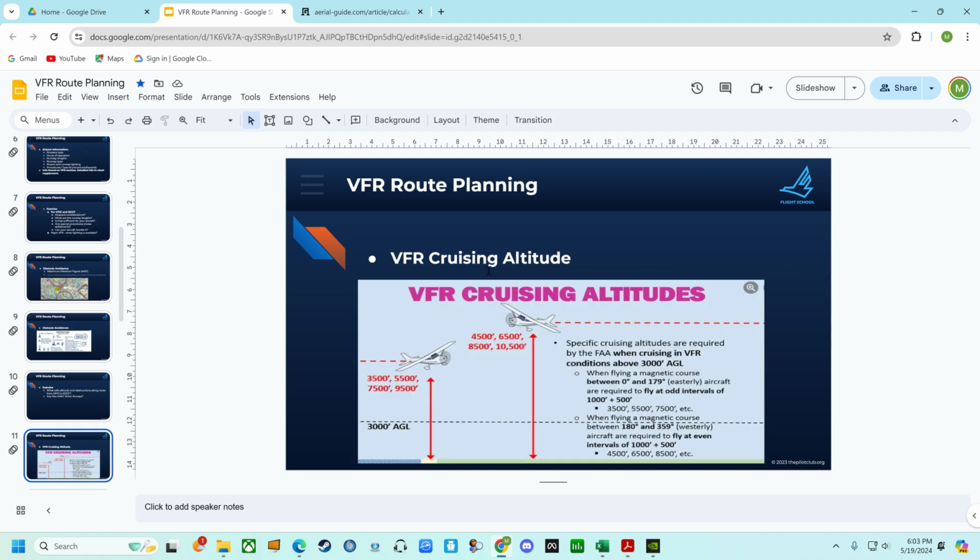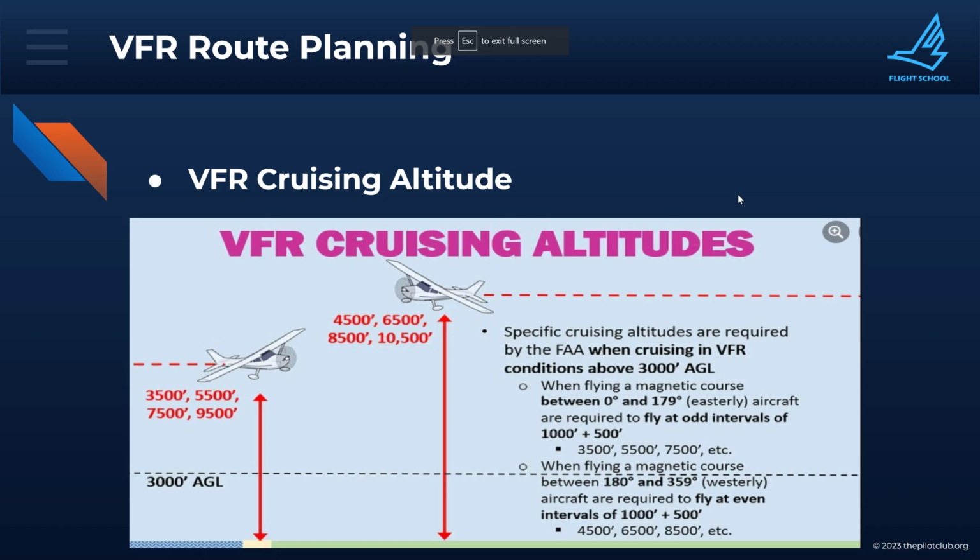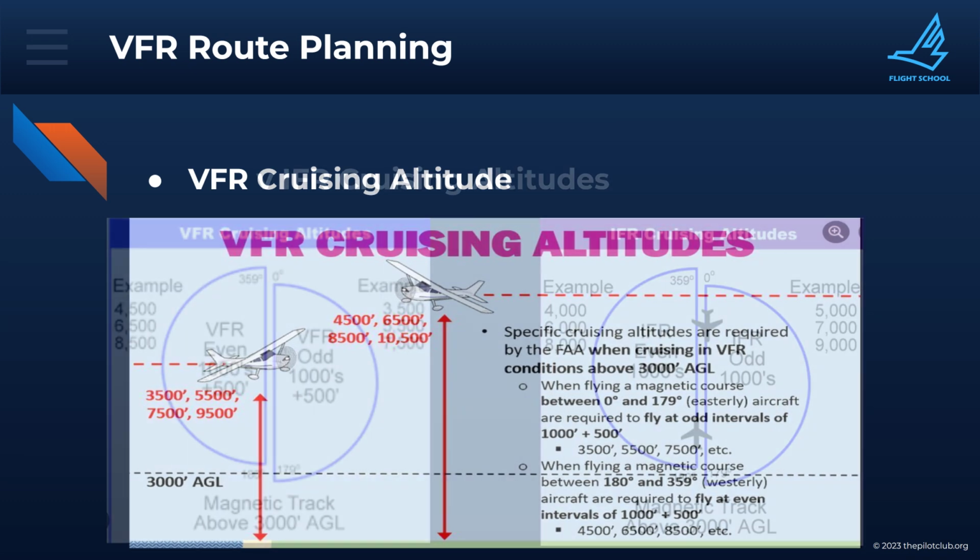Now let's talk about cruising altitudes, right? What altitude do you pick along this route of flight? Only if you're above 3,000 AGL do you have to fly specific altitudes, depending on your magnetic course. Not what's on your compass, but the course, which is basically the track that your aircraft is flying.